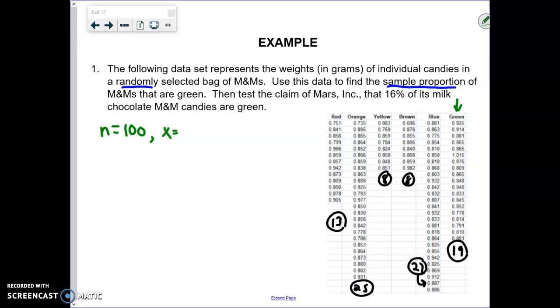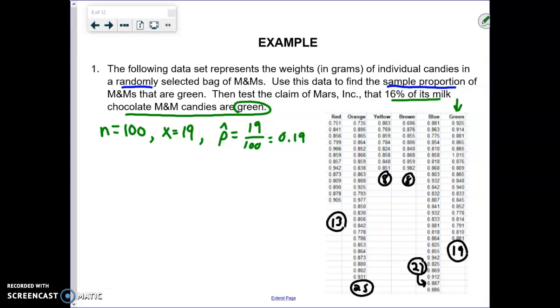X, which is the number of green M&Ms, because they're making a claim that 16% of milk chocolate M&Ms are green. So we have 19 green M&Ms in our bag. So our sample proportion, p hat of green M&Ms, is 19 over 100, which is 0.19, or in this case, 19%. Now, they claimed it was 16% should be green.